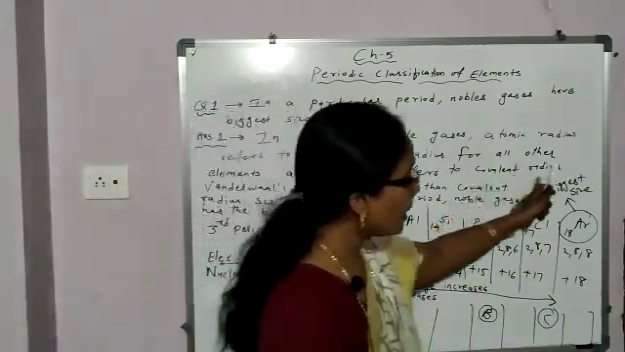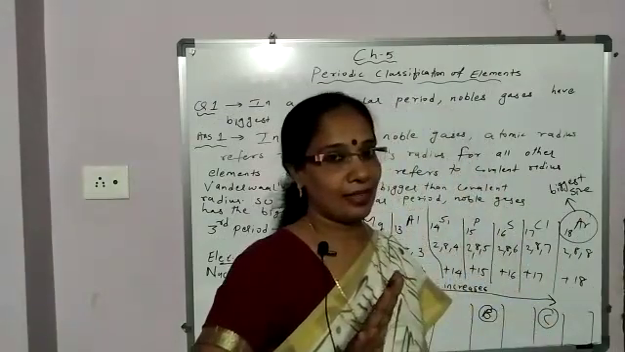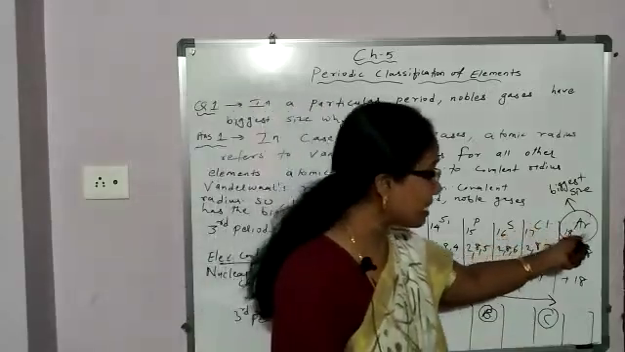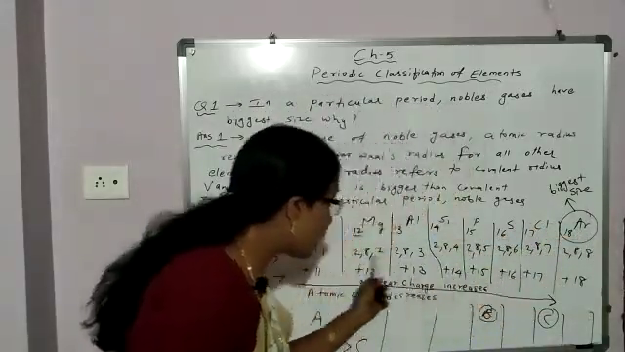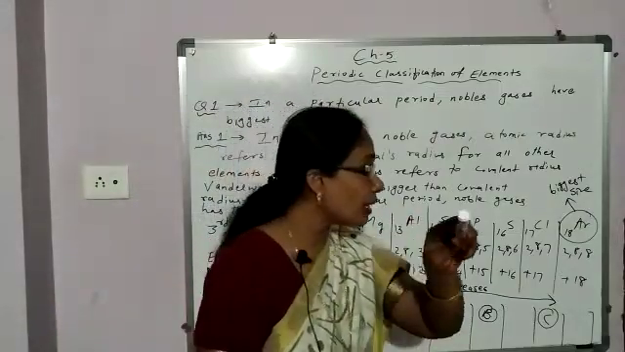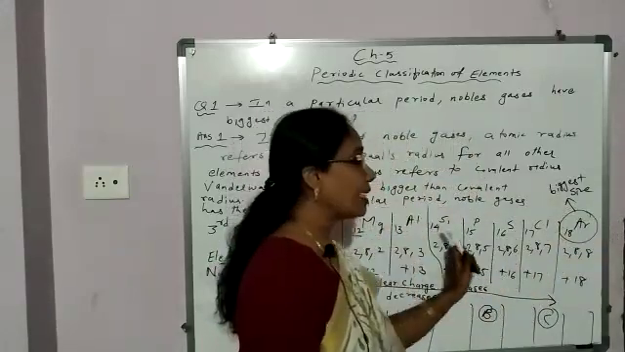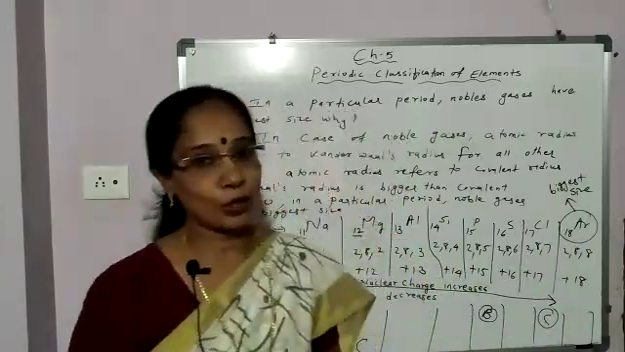But in a particular period, when you come to the noble gases, they have the biggest size. And why do noble gases have the biggest size? Because for noble gases, which radius is taken? Van der Waals radius. And for all other elements, which radius is taken? Covalent radius. And which is bigger? Van der Waals radius is bigger than covalent radius. So in a particular period, noble gases have the biggest size.